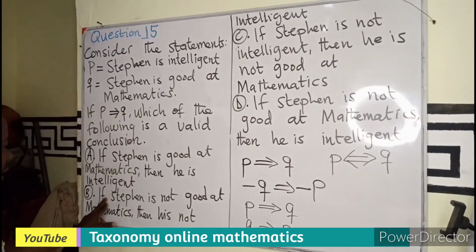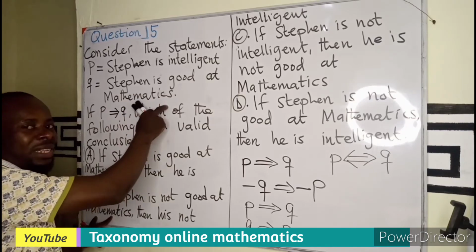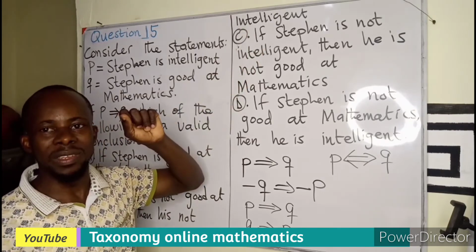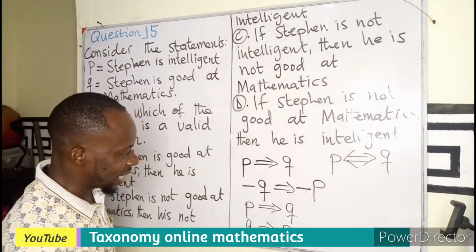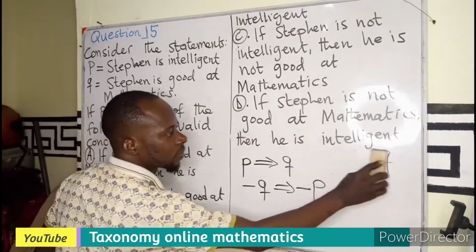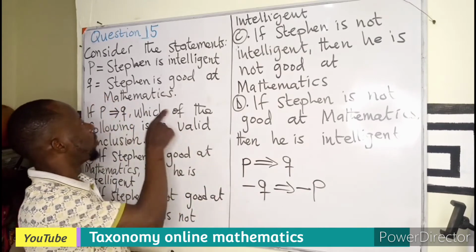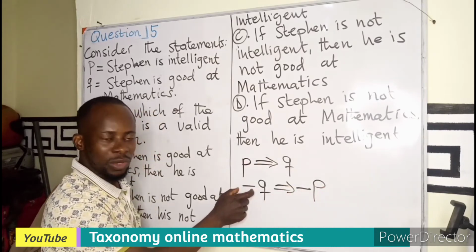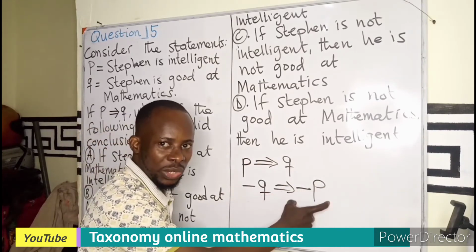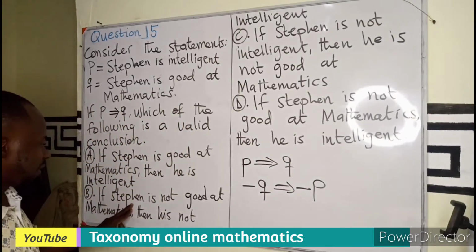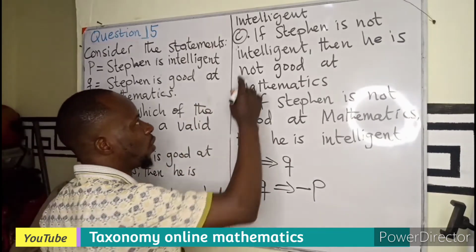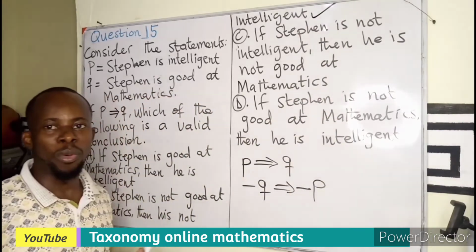All right. B: if Stephen is not good at mathematics, the negation of the conclusion, then he is not what? Intelligent, the negation of the assumption. Q represents good at mathematics, P represents intelligent. So this is the negation of Q, implies the negation of P. If Stephen is not good at mathematics, then he is not intelligent. So we can pick B as our possible answer.